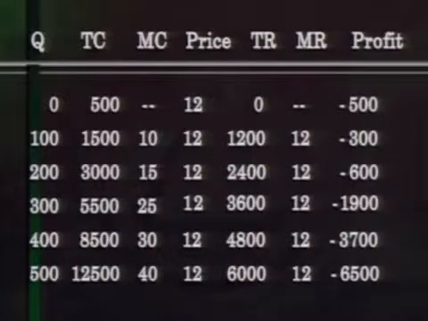Total revenue is simply price times quantity, so it sweeps from 0 to 6,000. Marginal revenue duplicates the price column. It's defined as the change in total revenue divided by the change in quantity. And finally, in the last column, we see profit. It's the difference between total revenue and total cost. It goes from minus $500 to minus $300 and up to minus $6,500. Using this data, let's compute total revenue, and that's done by multiplying price times quantity. So, when we sell 200 cases at $12 per case, our revenues are $2,400.